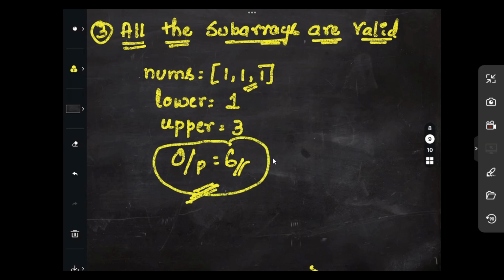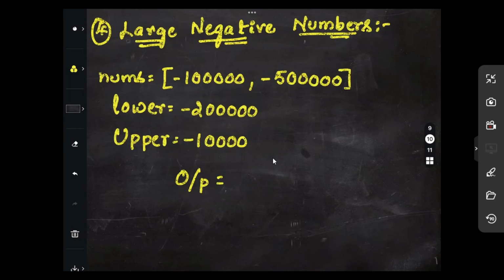If you want to know all the steps, you have to follow the steps that I showed for Example 1 during the approach. The same steps you have to follow. The fourth edge case that we will go with here is the large negative integer.